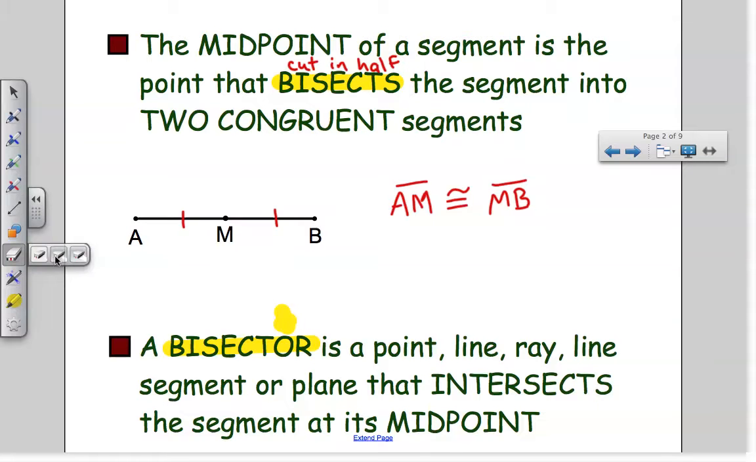I was going to write: a bisector is the actual object or the thing that cuts something in half. Geometric object, again, point, line, ray, line segment. The object that cuts in half another is the bisector.